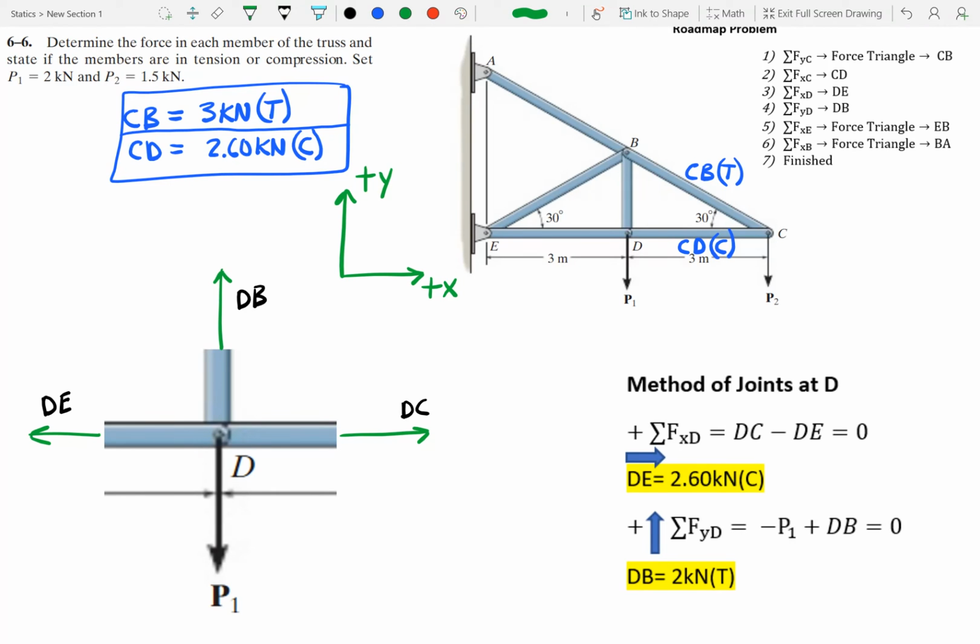Okay, now let's go ahead and do summation of forces in the Y. Let's go ahead and do this guy. So we know that this guy's pushing down, right? So this one must be pushing up, right? This would be equal and opposite to this one. Okay, so go ahead and put in P1, pushing down, and then DB is pushing up. Okay, when you solve for DB, you get this. So we picked the right direction here. So we know that this is for sure in tension.